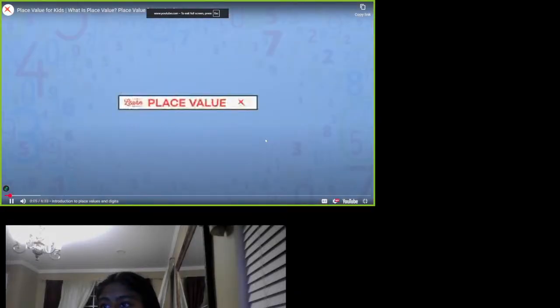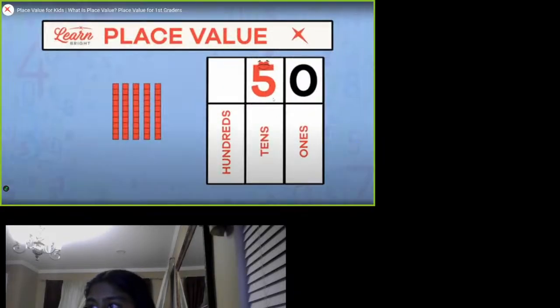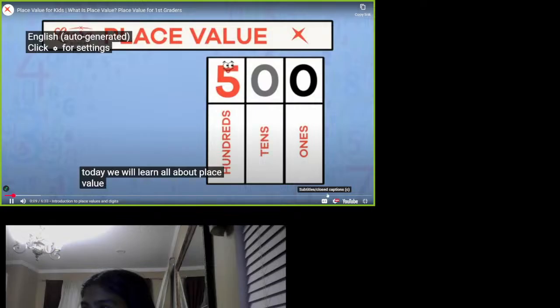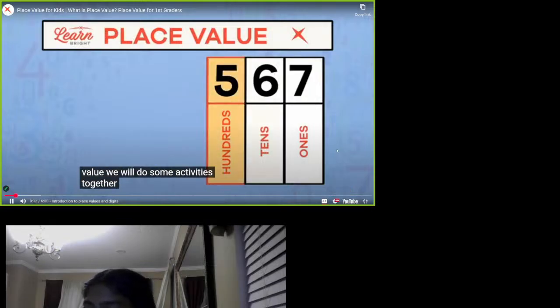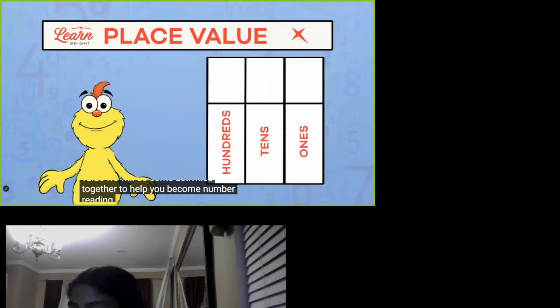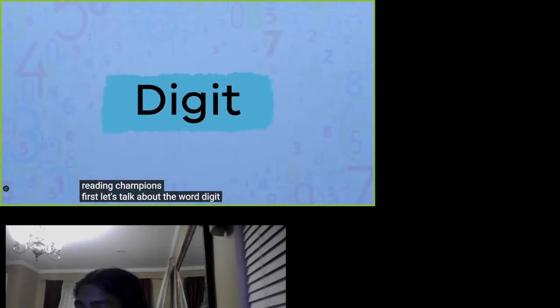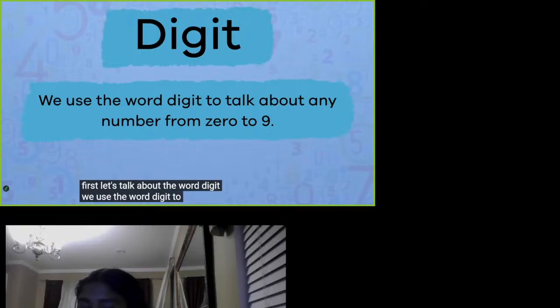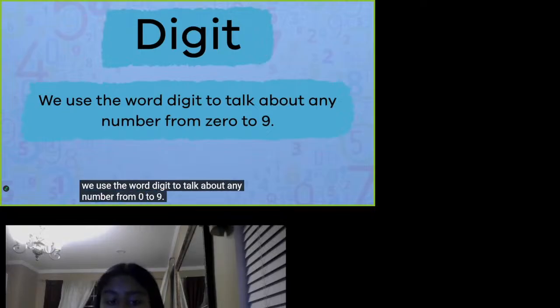Place value for kids. Today, we will learn all about place value. We will do some activities together to help you become number reading champions. First, let's talk about the word digit. We use the word digit to talk about any number from 0 to 9.